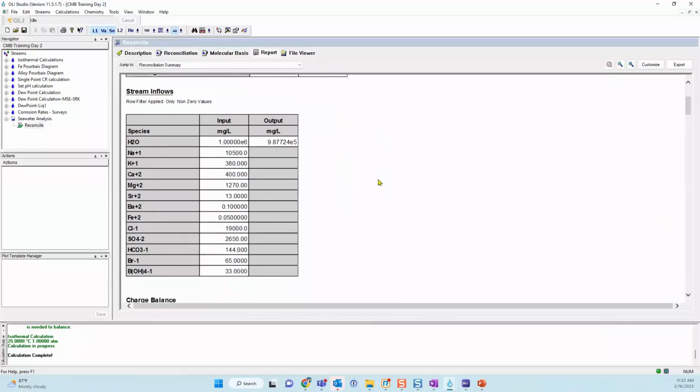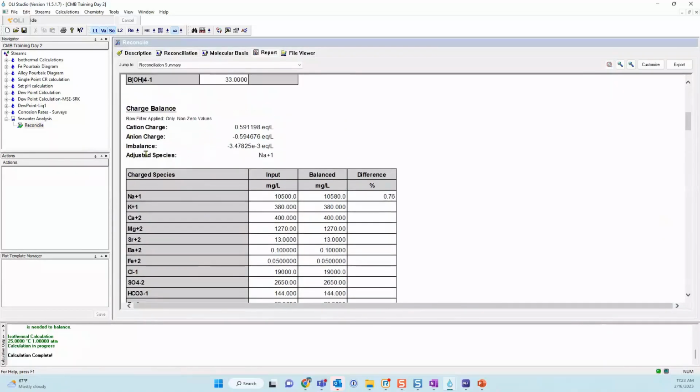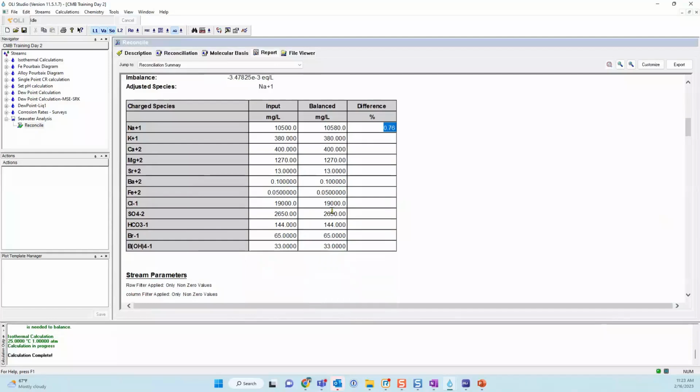And then you can start seeing, scrolling down, this is what I was saying, the charge balance. It calculates the total cation and anion charge, the negative imbalance, and which ion it picked to make sure that this water was balanced. It added more sodium, so that means that it had to add almost 80 milligrams per liter. The difference is 0.76. That's also very small.